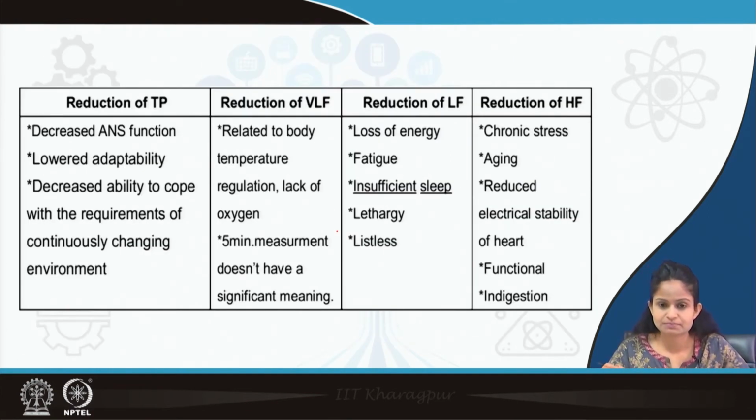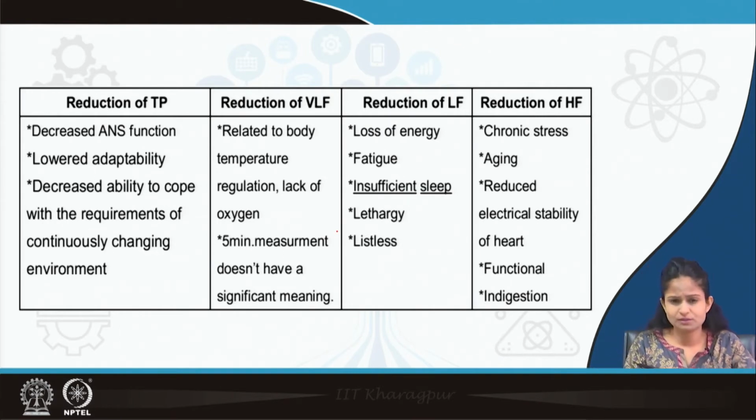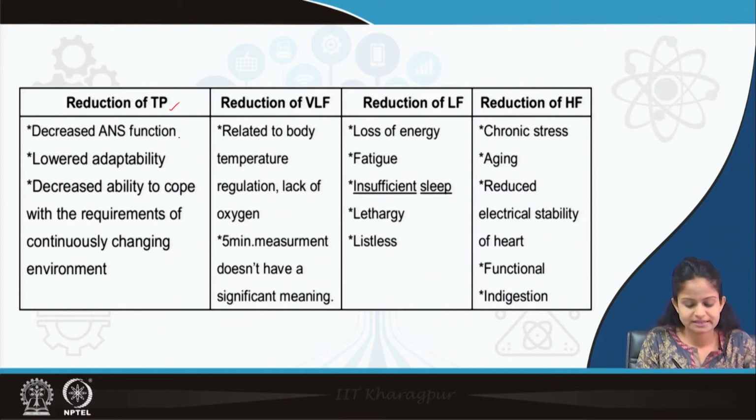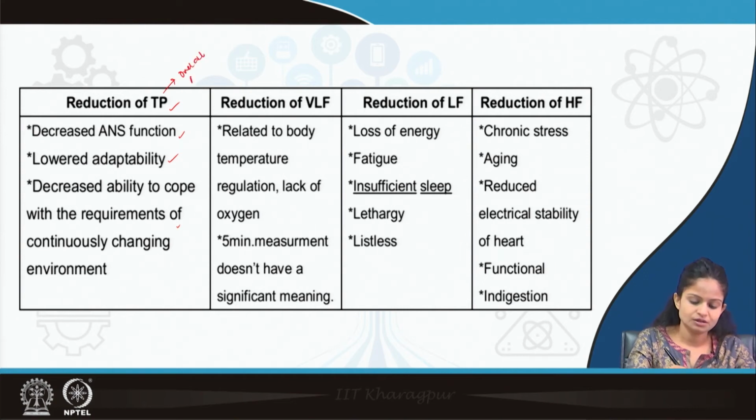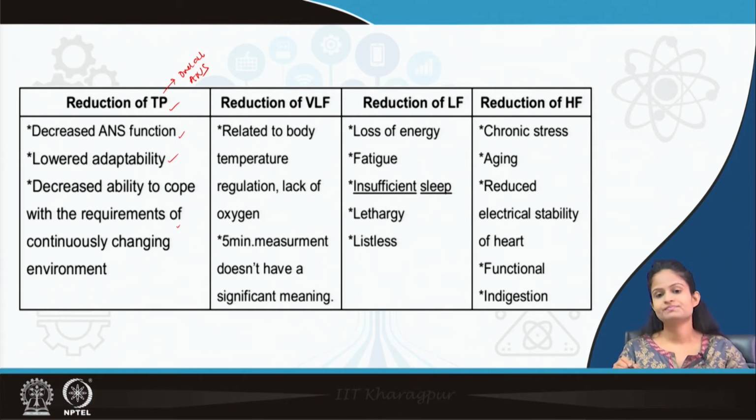So, when this power gets reduced or abnormal, reduction of total power, as we had seen, whenever the ANS, autonomic nervous system, is disturbed or decreased, the lower adaptability of the heart is not able to adapt to the stressor. There is decreased ability to cope with the requirements of the continuously changing environment. Whether it is internal stressor or external stressor, my body is not able to cope, my autonomic nervous system is totally dysregulated. At that time there is reduction in the total power, because total power denotes the overall autonomic activity, including the circadian rhythm and the neuroendocrinal variations.